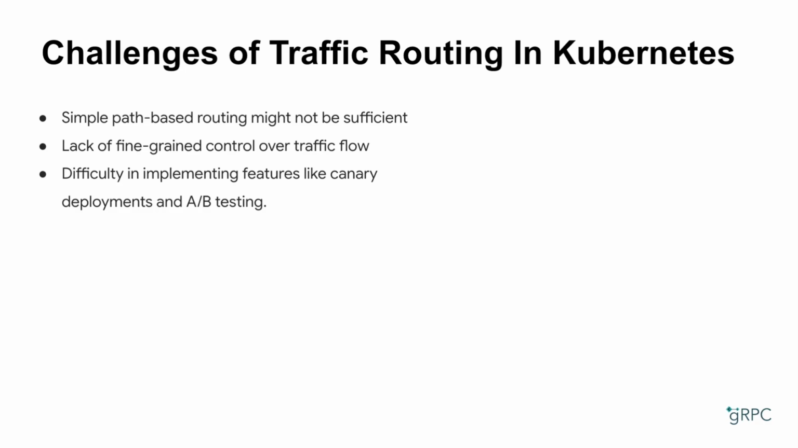Traditional ingress solutions in Kubernetes often rely on basic path based routing. This can be limiting when we need more fine grained control over how traffic is handled. Imagine you want to route requests differently based on headers, or you want to gradually roll out a new version of a service to a small subset of users. This is where things can get challenging with basic ingress.